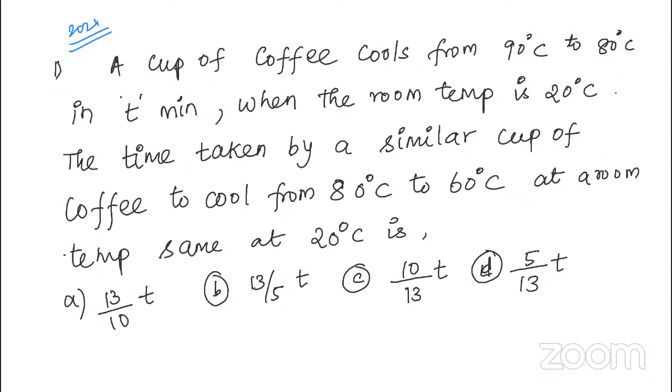So here we noticed it is a similar cup, but the change in temperature for the first case is 90 to 80. Here they have given the room temperature, that is the surrounding temperature, here it is TS.